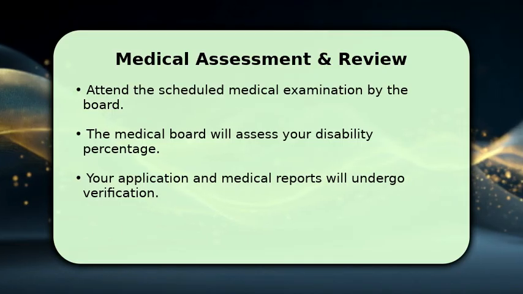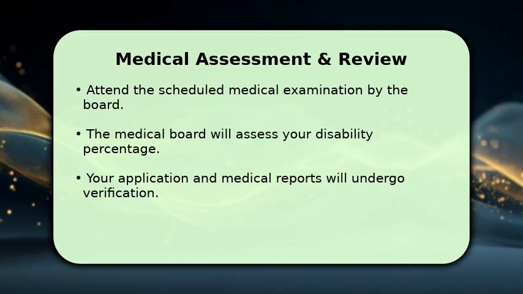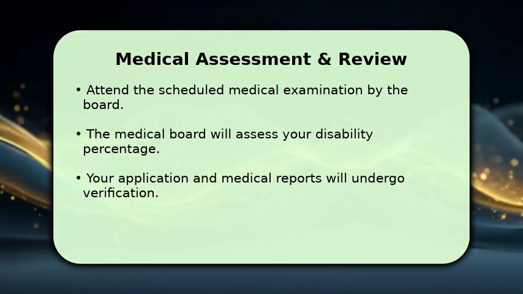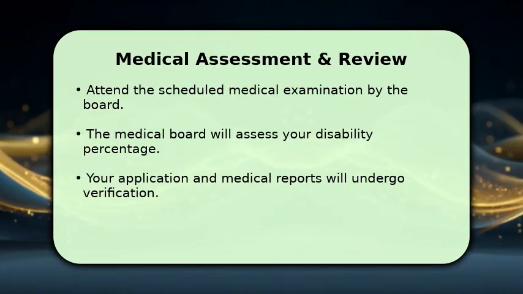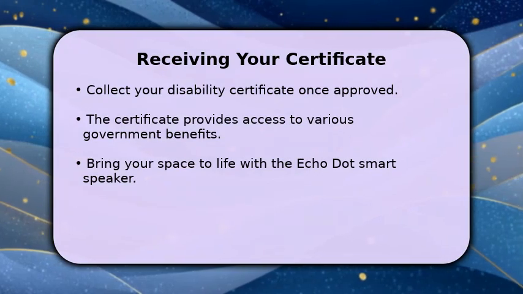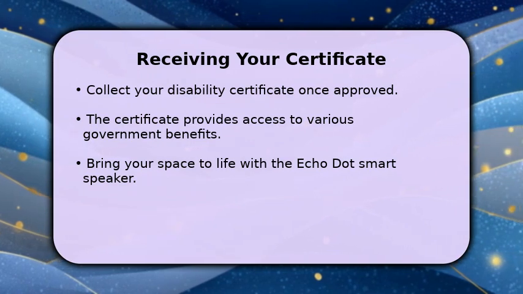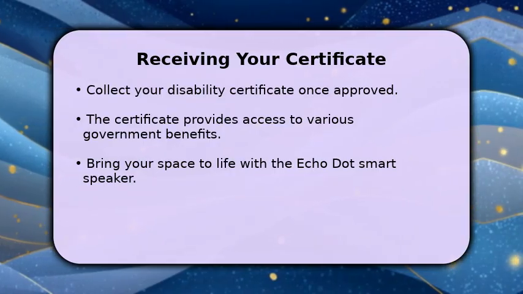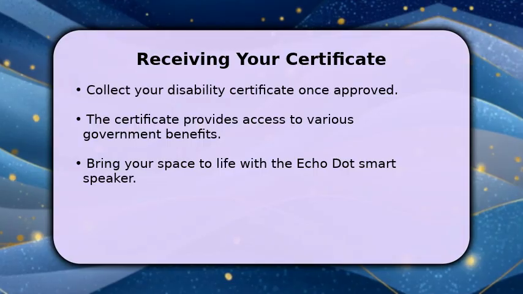Based on their findings, the board will determine your disability percentage according to established guidelines. Your application and all supporting medical reports will then undergo a careful verification process to ensure accuracy and authenticity before final approval. Upon successful verification and approval, you will be notified to collect your official disability certificate. This important document is your key to accessing a range of government schemes, benefits, and concessions designed to support individuals with disabilities.